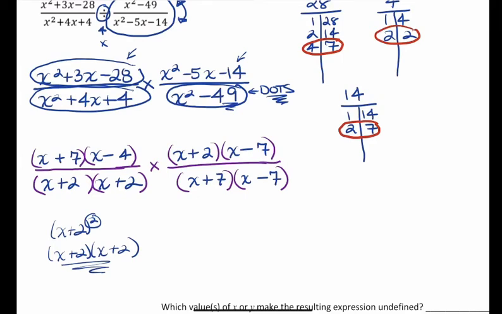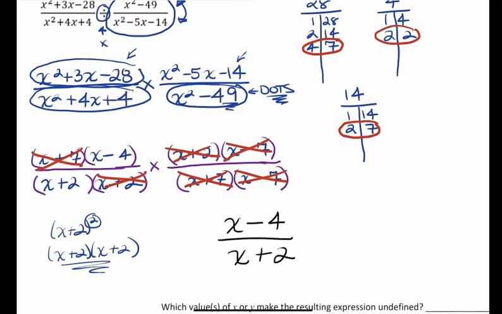Again, it's a canceling extravaganza, and you can start anywhere as long as you're canceling stuff off the right way. So this x plus 7 can cancel with this x plus 7. This x plus 2 can cancel with that x plus 2. This x minus 7 and this x minus 7 match up perfectly. And that is it. What I'm left with in the numerator is x minus 4, and in the denominator is x plus 2.